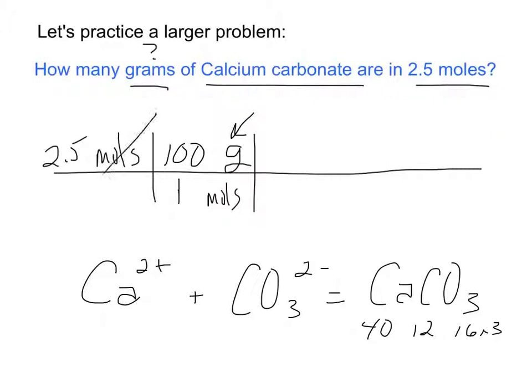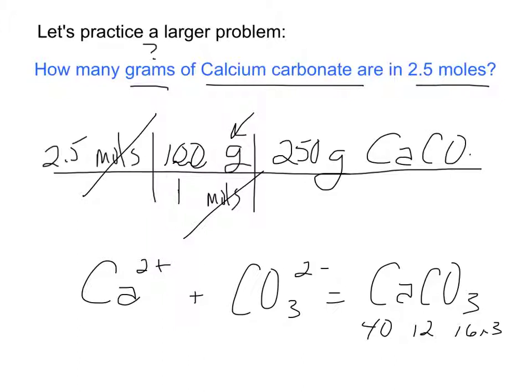Now I do my math. First, I cross-cancel all like units above and below my number line. Then I do my math. 2.5 times 100 would be 250, and then divide it by 1. So if I have 100 grams per mole and I've got 2.5 moles, I've got 250 grams of calcium carbonate. And I hope that was a little bit clear. Jumping back and forth might have caused some problems there.